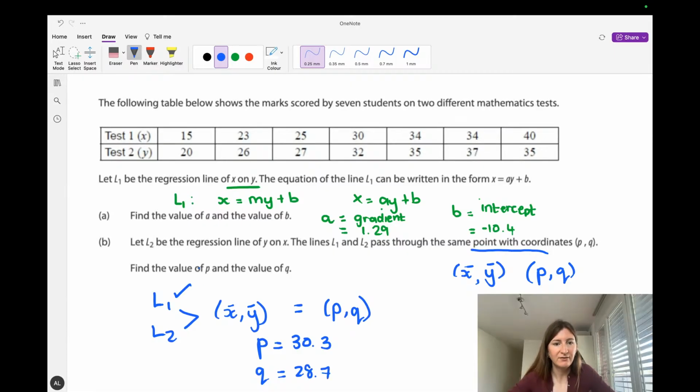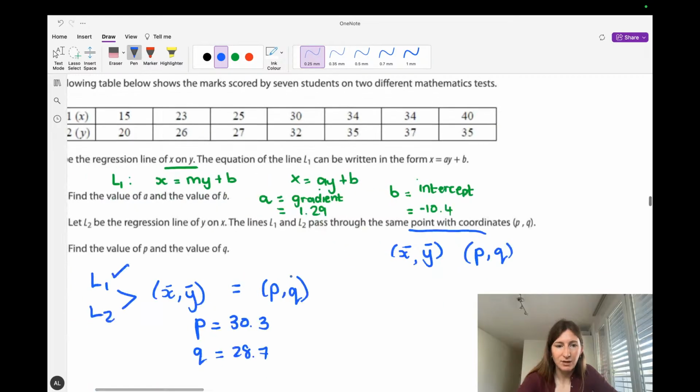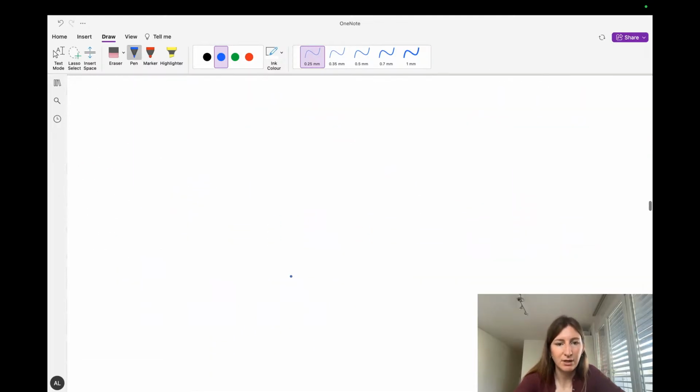And they've just said find the value of P and Q. They haven't said what are the coordinates. If they said what's the coordinate, write it in coordinate notation. Here it can be a P equals and a Q equals. All right, and that was 3 marks. So let's take a look at what that was for the mark scheme.